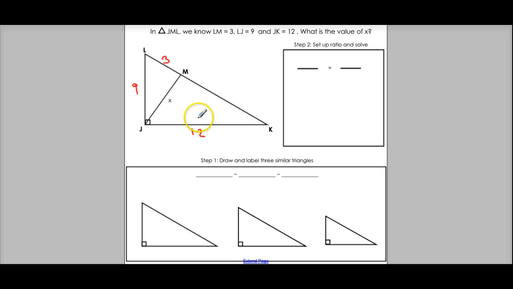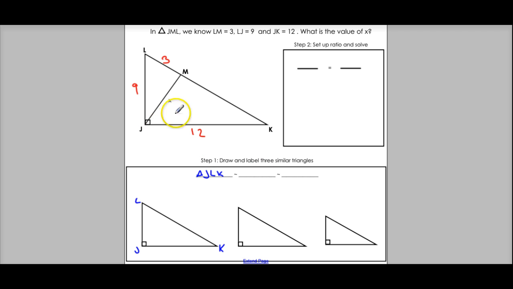Now looking at this, we're like, whoa, what do we do? But if we break this up into three smaller triangles, I have a feeling we can do this. So let's first draw our three triangles and label them. This is our biggest triangle. J is our right angle, L is our smallest side, and we have K right here. So we have JLK. Triangle JLK is our first one.